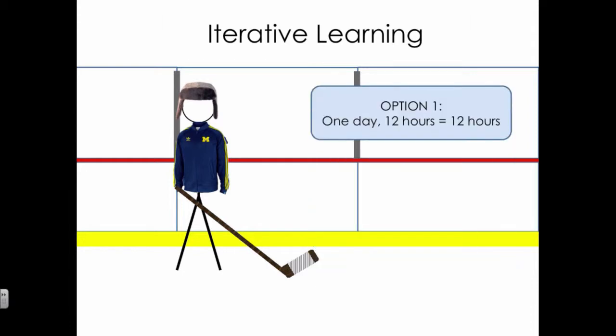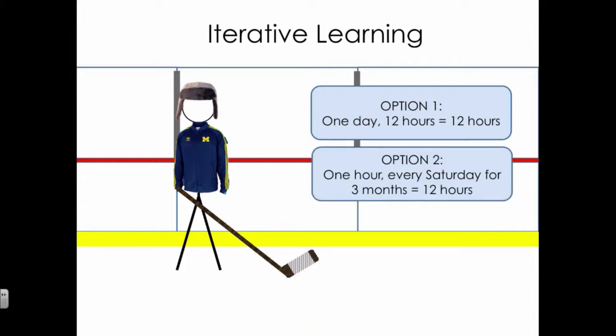Option one is you're gonna spend 12 hours one day, 8 a.m. to 8 p.m. You'll start with learning how to skate. You'll end with the advanced hockey topics. And at the end, you'll leave knowing everything. Option two is you spend 1 hour every Saturday for 3 months. Again, takes 12 hours. You're learning the same content in the same order.